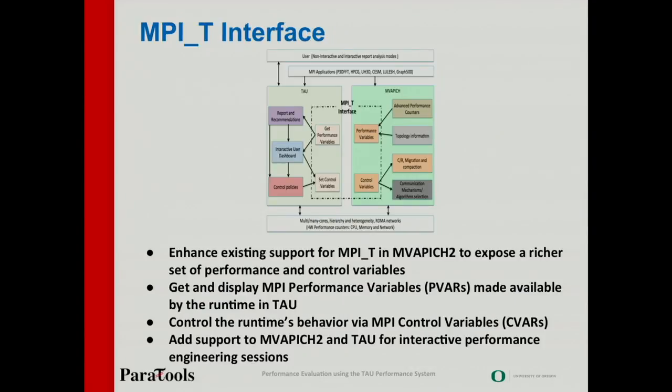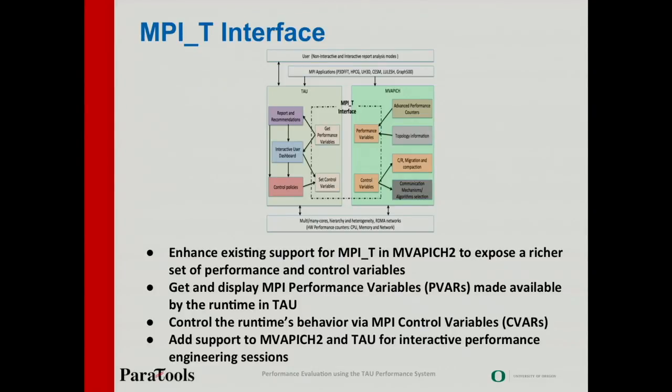I have some examples later to show you, but this is overall the MPI_T interface as proposed by the MPI 3 standard, and it's part of the standard, so different MPI implementations implement this interface, and MVAPICH 2 is the leading distribution in its support for the MPI_T interface. So it exposes a rich set of performance variables and control variables. These PVARs or CVARs, as we call them, get transmitted to TAU, and we show that list in the metadata that TAU collects.